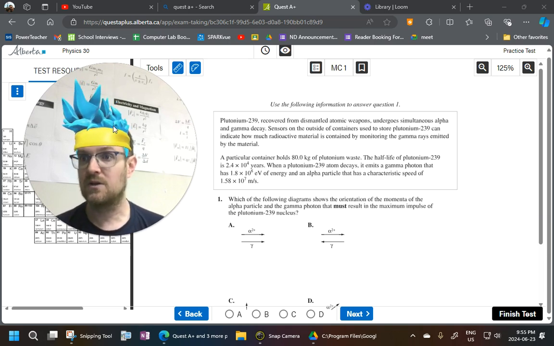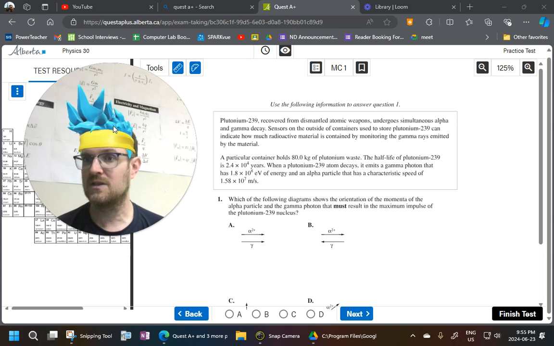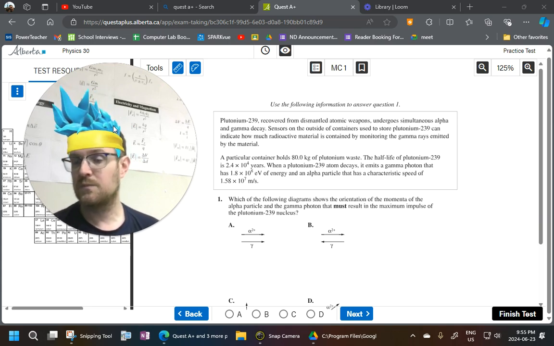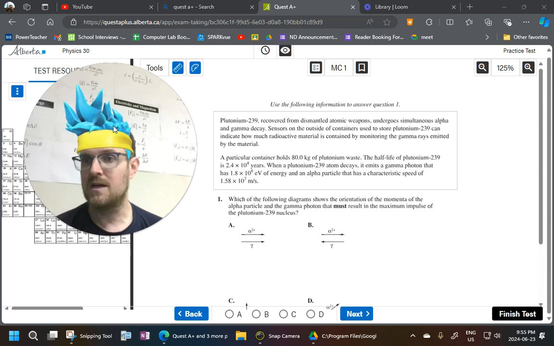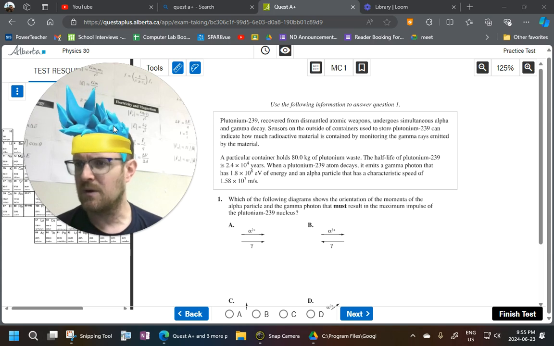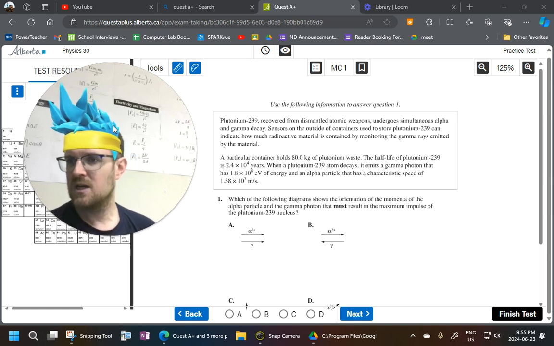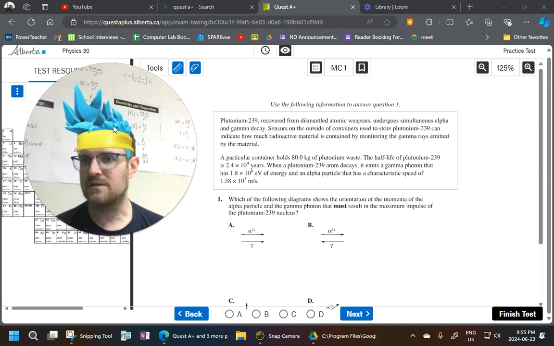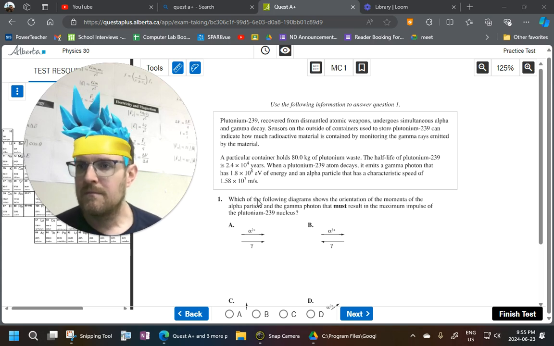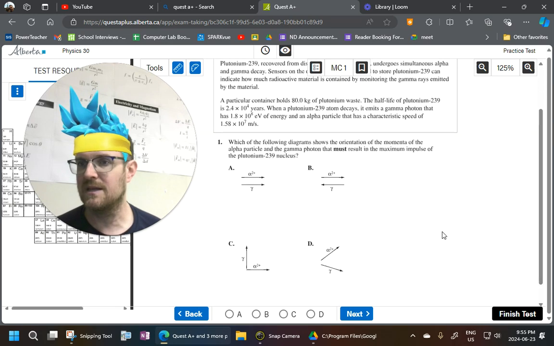When the plutonium-239 decays and emits a gamma photon of a very specific electron volt energy, and an alpha particle has a characteristic speed of pretty massive there, 15 million meters per second. Which of the following diagrams shows the orientation of the momentum or momenta of the alpha particle and the gamma photon that must result in the maximum impulse of the plutonium-239 nucleus? Okay, so they want the maximum impulse, which is the maximum change in momentum.